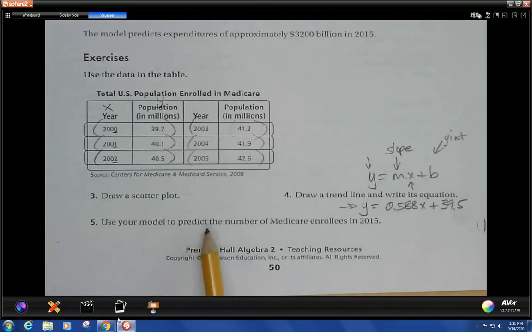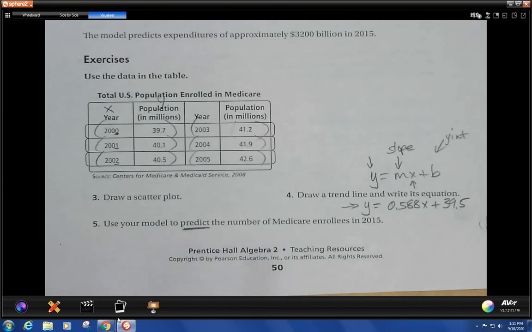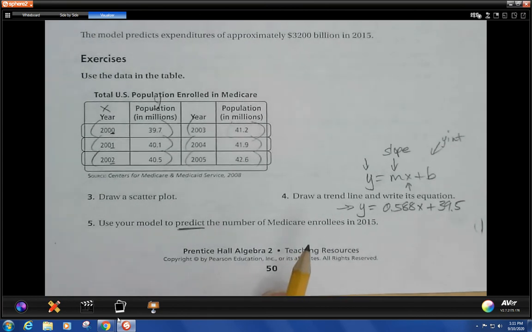It says use your model to predict the number of Medicare employees in 2015. And remember, this is a prediction, so it's not always going to be exactly the same. Matter of fact, some of your answers may be totally different, and that is okay. It's fine. It's a prediction. But as long as we get really, really close. So it says use your model to predict the number of Medicare employees in 2015.